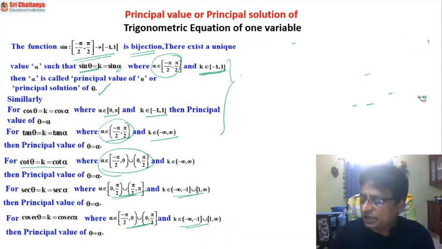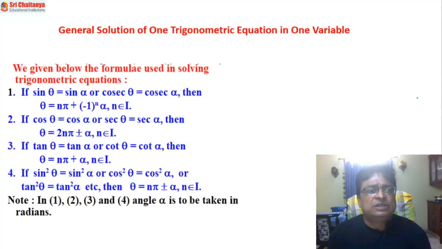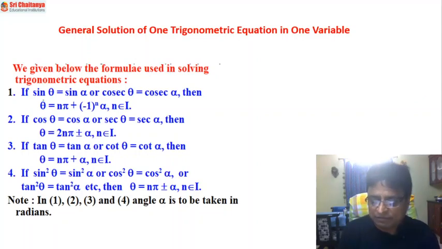Sin theta is equal to k, and cos theta is equal to k, and tan theta is equal to k. Here now I am giving, see my friends, these are the definitions. Sin theta is equal to sin alpha, or cosecant theta is equal to cosecant alpha. For both of them, this is the general solution.